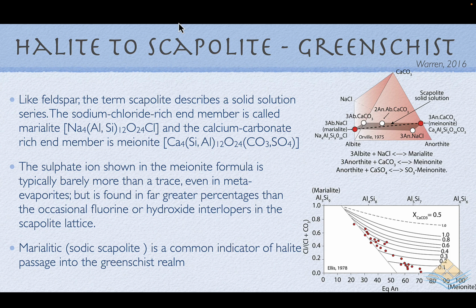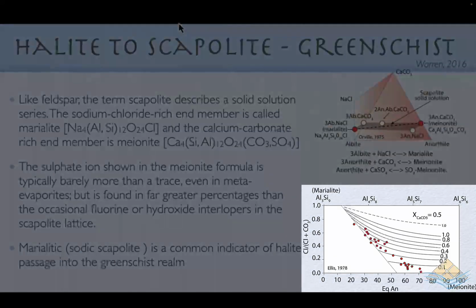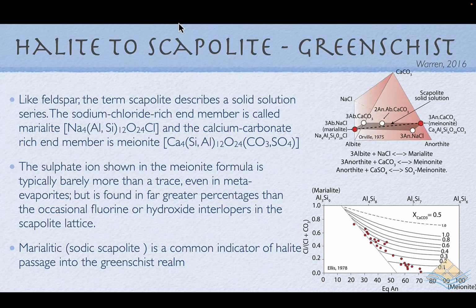The lower diagram is showing us a plot from Ellis back in 1978, where he established a correlation between scapolite composition and fluid composition in laboratory experiments at 750 degrees centigrade and 4,000 bars. And from it, he extracted lines of equal sodium chloride to sodium chloride plus water in the coexisting fluids. The actual measurements that he made in his laboratory-created scapolites are shown by the red dots.